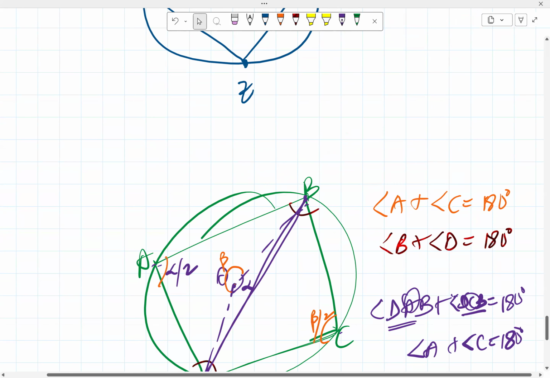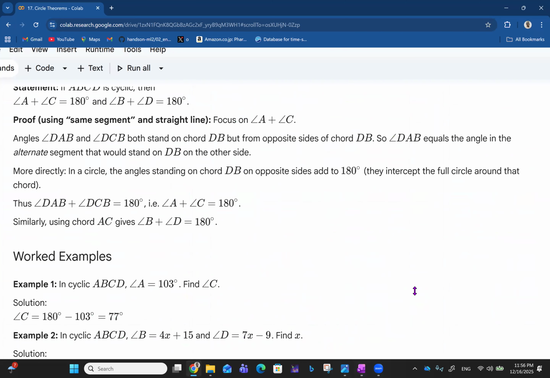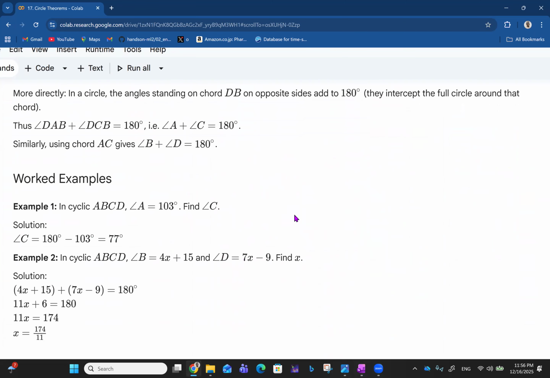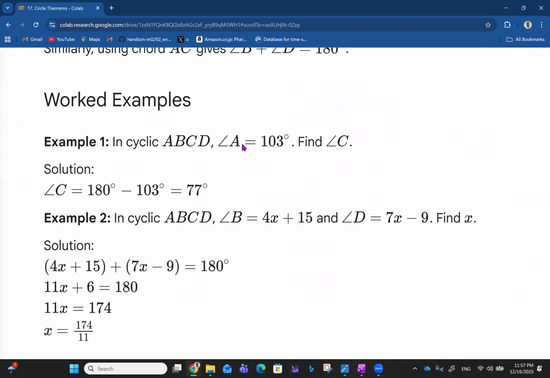Since that is established, we don't have to worry too much. In a cyclic quadrilateral ABCD, angle A is 103 degrees. Find angle C, of course. Angle C will just be 180 minus 103, that's 77 degrees.